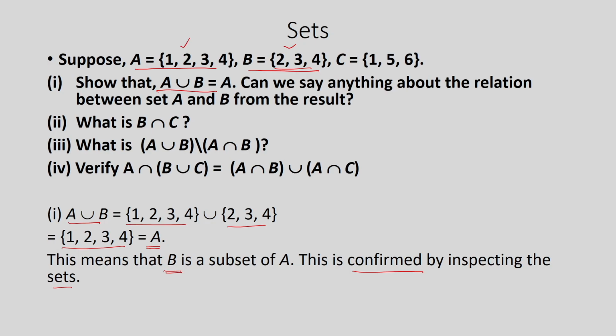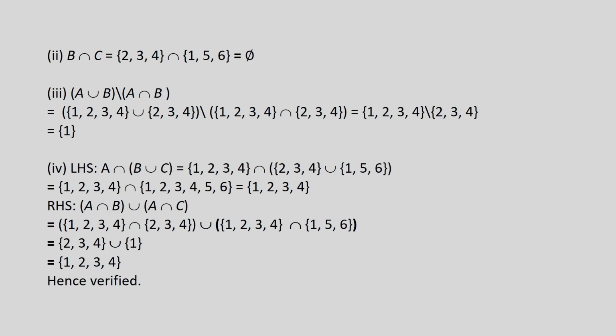The second problem is what is B intersection C? Okay, what is B? B is 2 3 4 and C is 1 5 6. Now, in intersection sets we take elements which are common to the sets. Now, as we can see, between B and C there are no common elements. So, therefore, the intersection set is a null set.